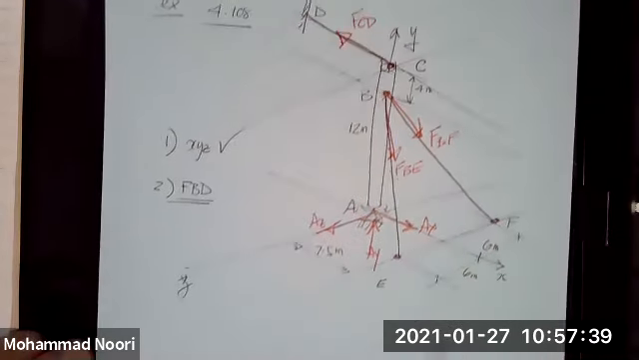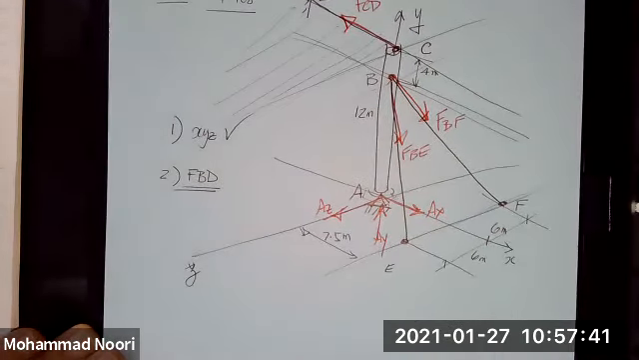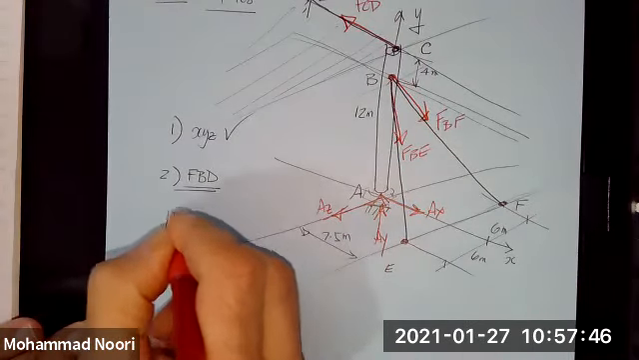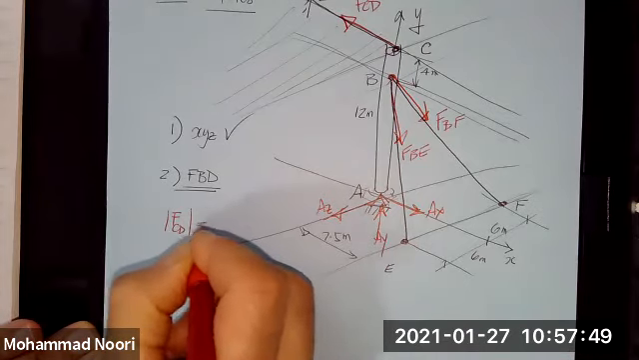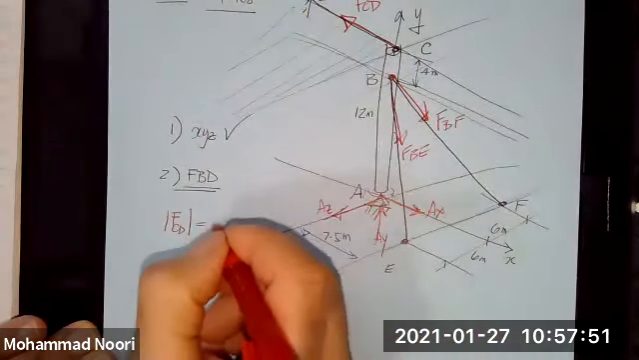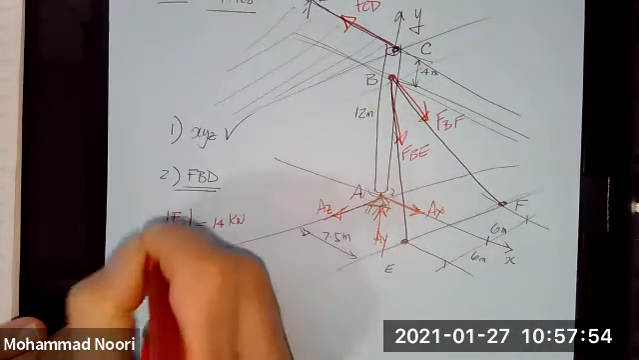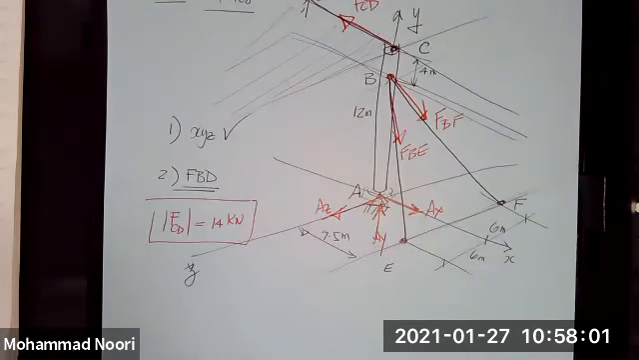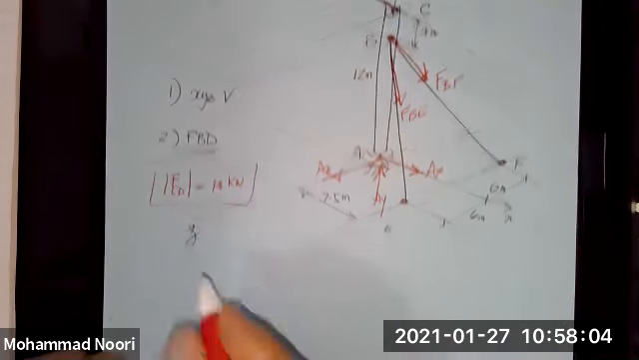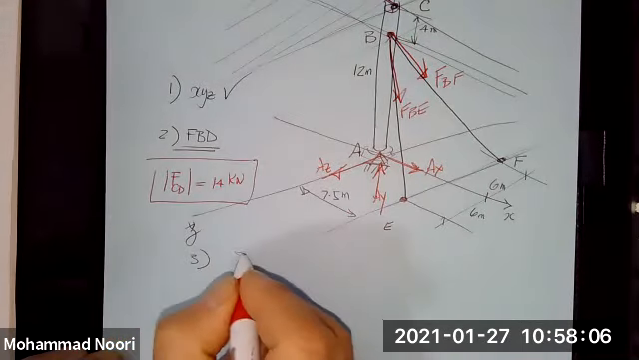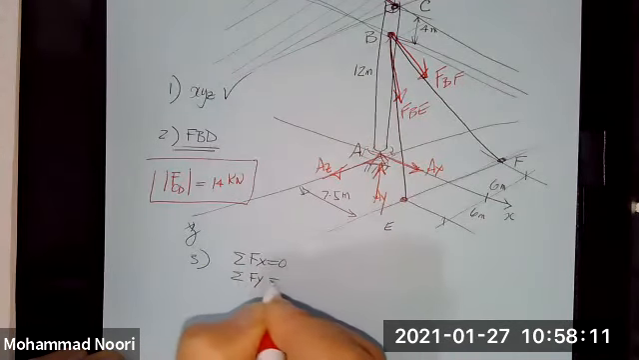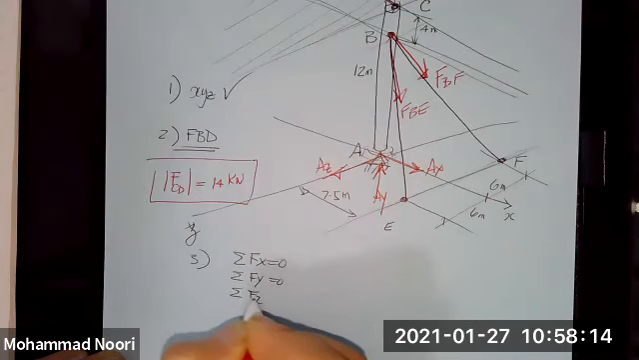But the book or this problem wants to make your life easier. So for no reason, the magnitude of the force in this cable is given as 14 kilonewtons. So you only have 5 unknowns to worry about. So what is the next step? I write all the equations of equilibrium, right? These are the tools that I have.